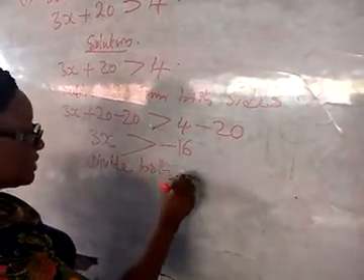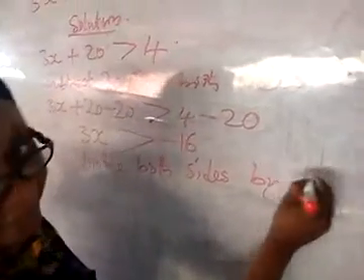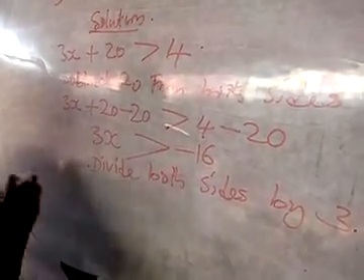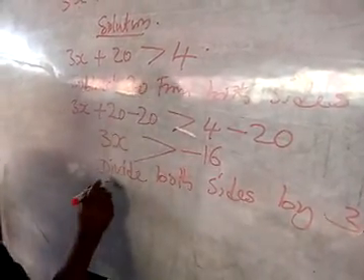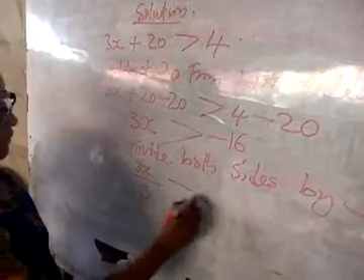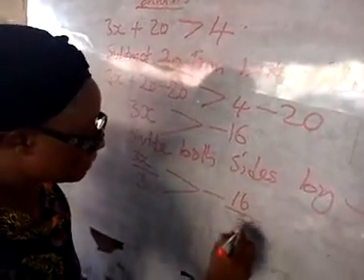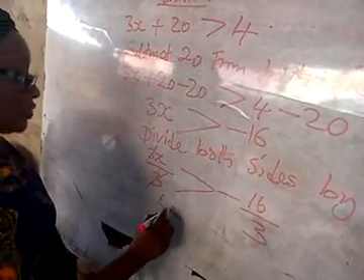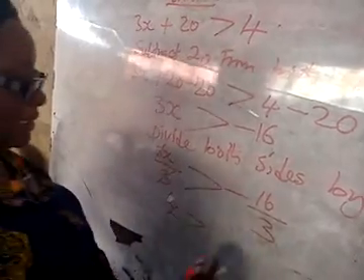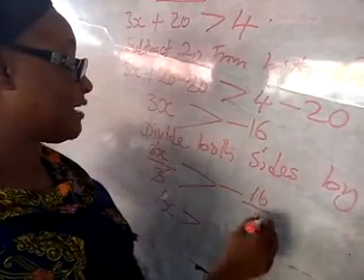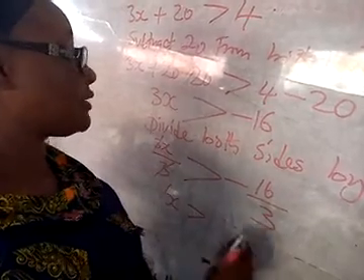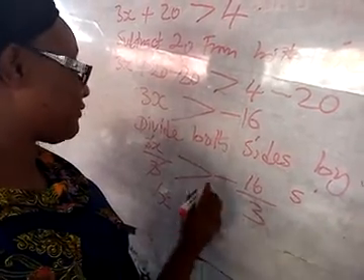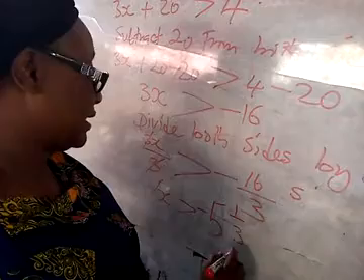Now divide both sides by 3. You know that 3 is the coefficient of x. Now we want to divide both sides by the coefficient of x, which is 3. 3x divided by 3 is greater than minus 16 divided by 3. So this will cancel itself, and we are left with x. x is greater than minus 16 over 3, that is, minus 5 whole number 1 over 3. That is your answer.